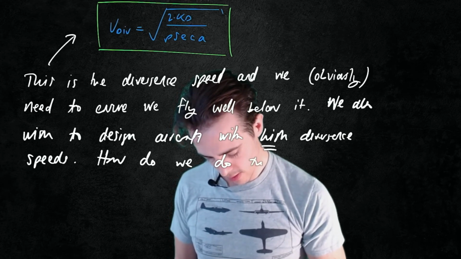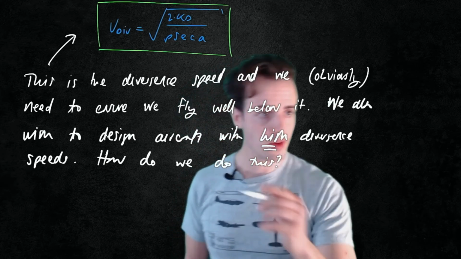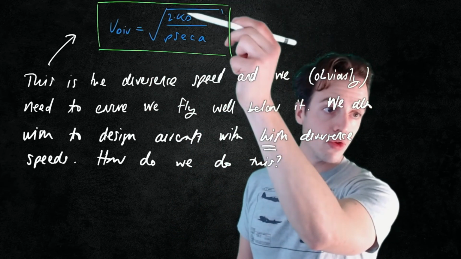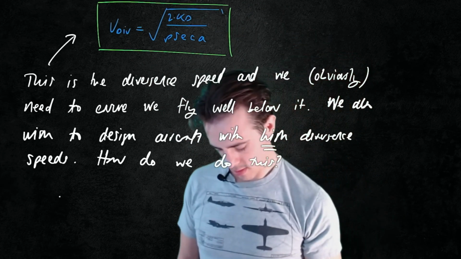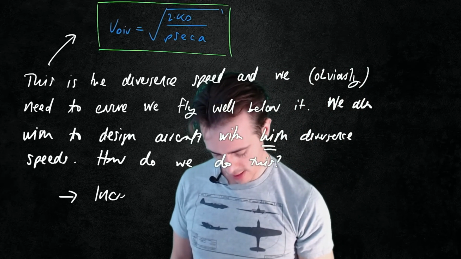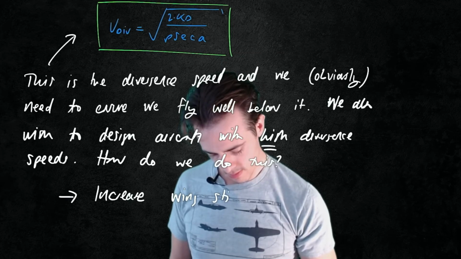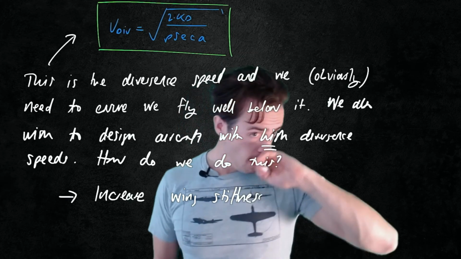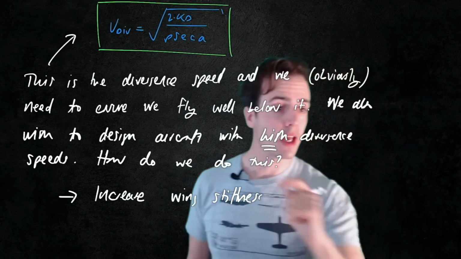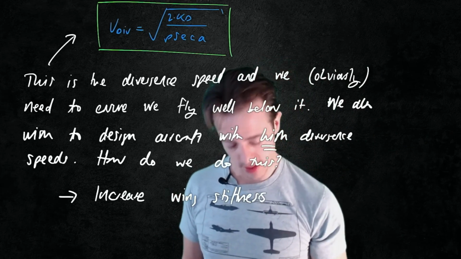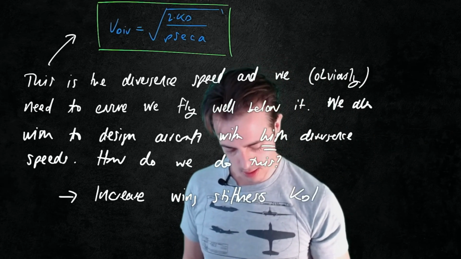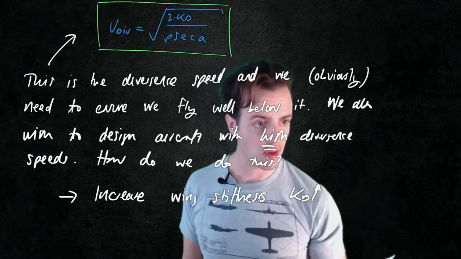How do we do this? Well, looking at this equation, to get this high, we can have a high torsional stiffness. So we can increase wing stiffness, and that's going to increase KD, which is going to increase the divergent speed.